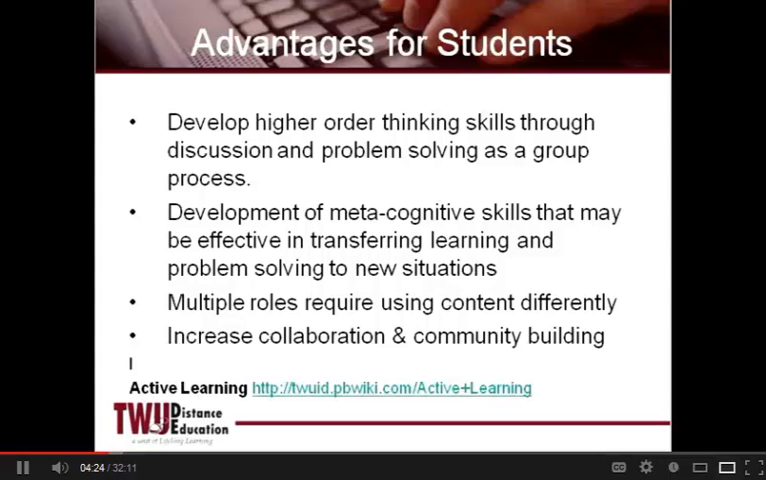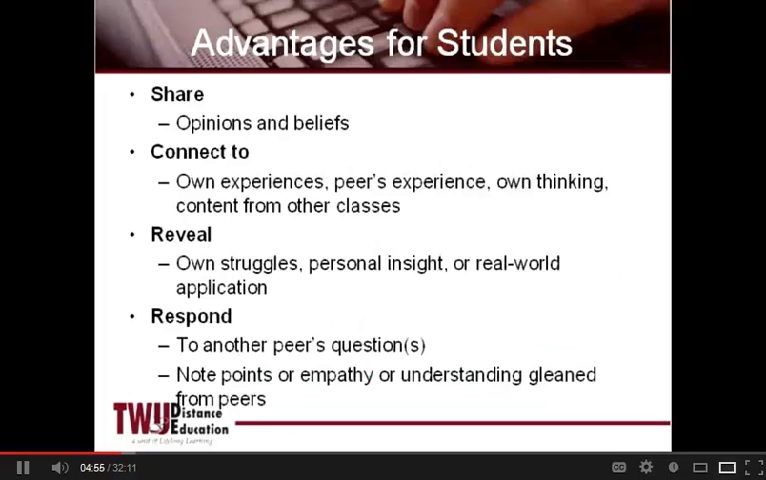dipping into the well of their own experiences, their own history, maybe even things that came from other courses. They can share with one another, reveal to one another. So it gives them a place to not only share with one another, but also to share with you. All of this goes into the pot to increase collaboration and community building. And again, it allows them to share their opinions and their beliefs, connect to their own experiences, reveal their own struggles, or respond to one another. These are important points too.